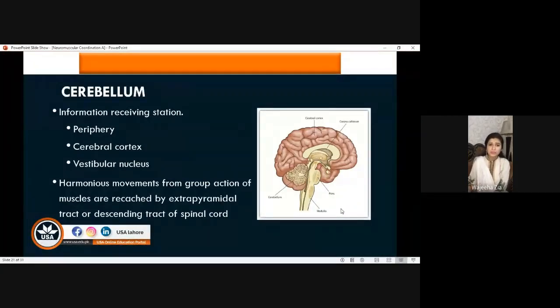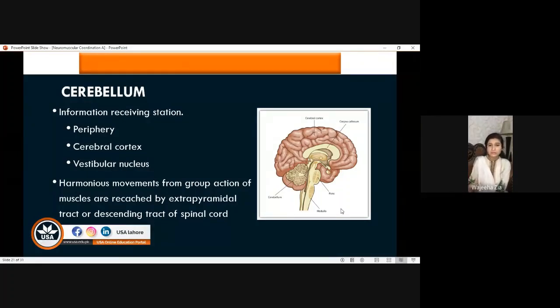Are you familiar with Parkinsonism? Have you ever seen a patient of Parkinsonism? Those patients, whenever they try to move, their hands will shiver. Whenever they perform, they keep on moving. They are not able to perform any activity. The main thing is the loss of coordinated movement.